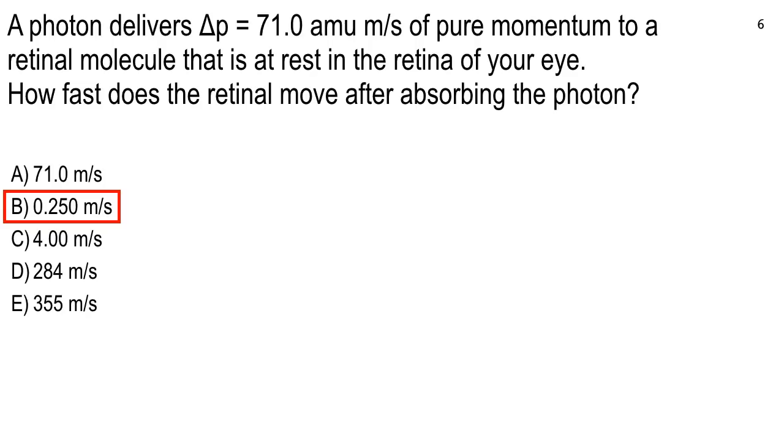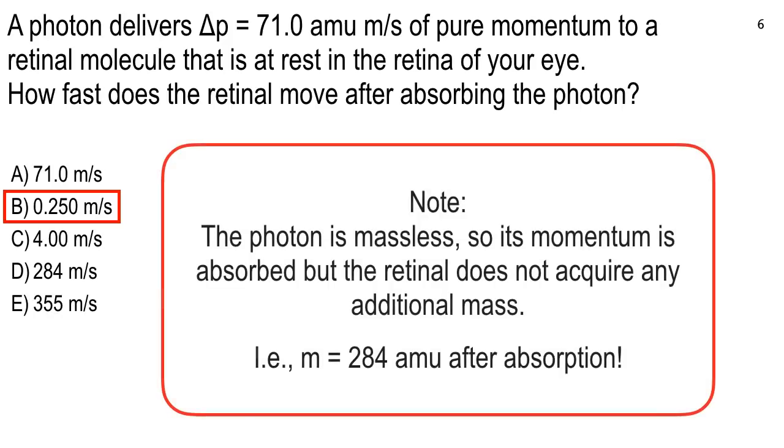Now, let me re-emphasize as you take notes here, the photon is massless. It's an object that has energy and momentum, but no mass. And that may seem strange to you, and it is strange, but that's the way that the world is set up. Its momentum is absorbed by the retinal, but the retinal does not acquire any additional mass. So the mass of the retinal is now 284 as before, but now it's got some delta P.